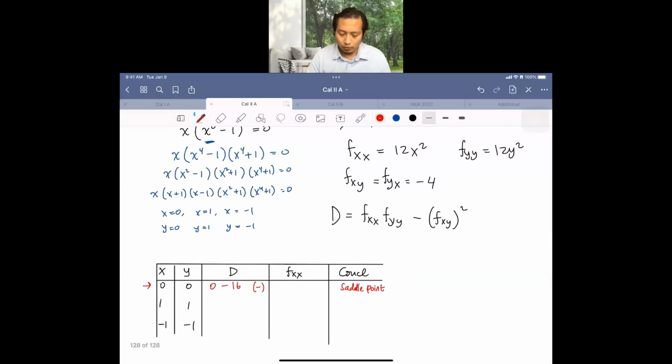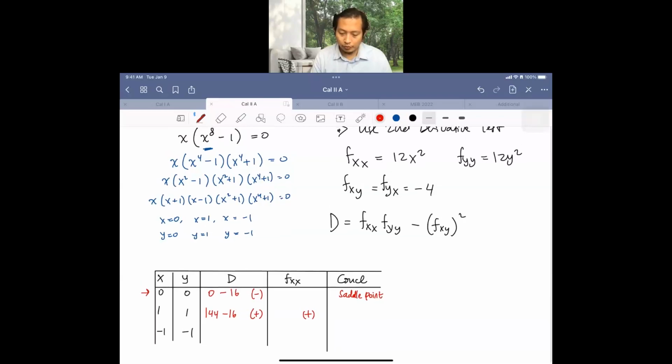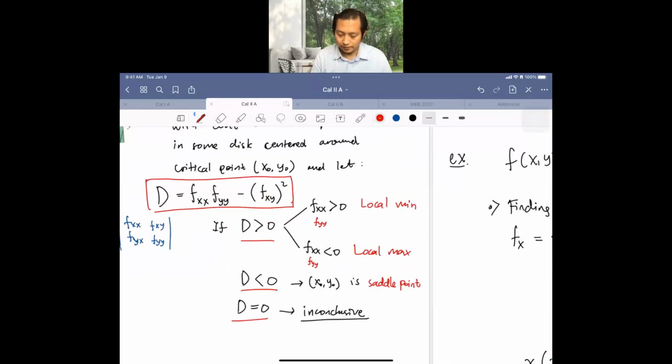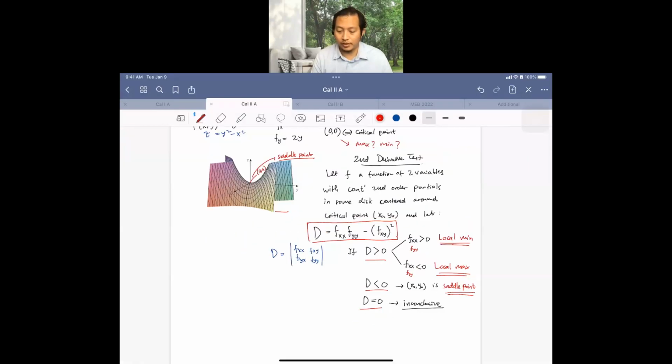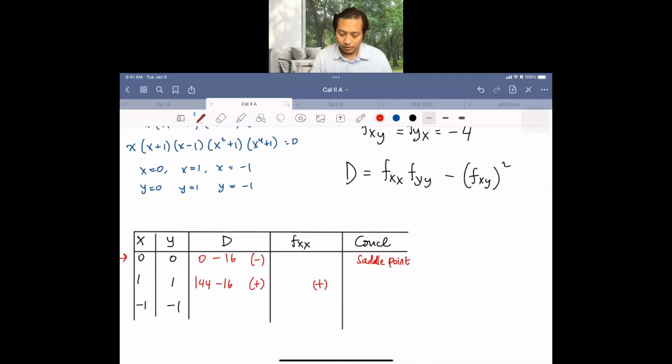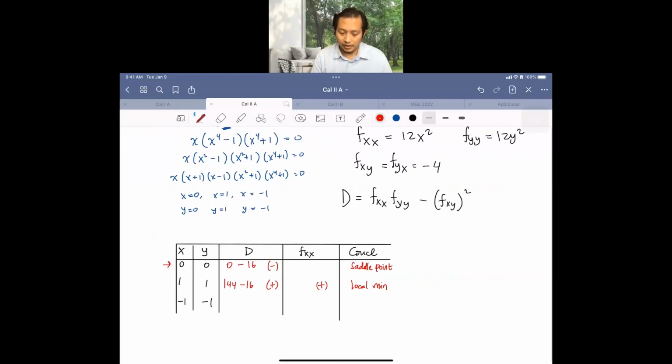And now 1, 1. We take 12, 12, it's 144, minus 16, this will be positive. Because it's positive, we need to know the partial xx. So partial xx is also positive. What happens when we have these two positive? Since it's positive, positive, this will be a local min. And same thing here, we have 144 minus 16, it's positive, positive. This is also a local min.